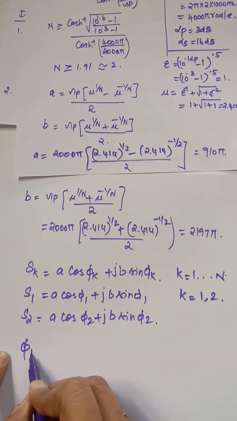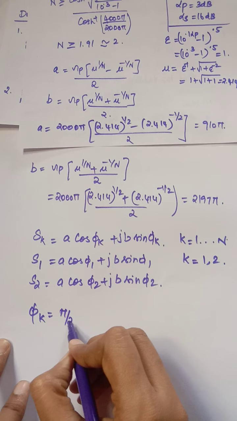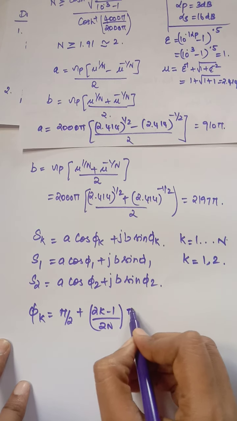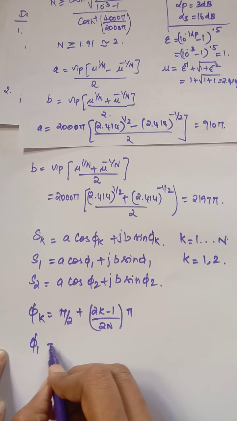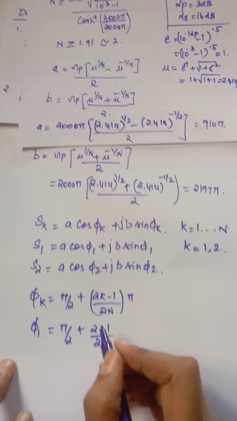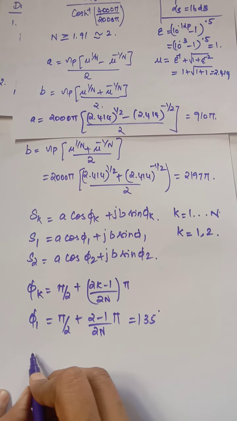So first find φ1. From the φk equation, φk is equal to (π/2 + (2k − 1)/(2n)) into π. So φ1 is π/2 plus (2 − 1) divided by 2n into π, which is equal to 135 degrees, or you can write it in terms of π itself.